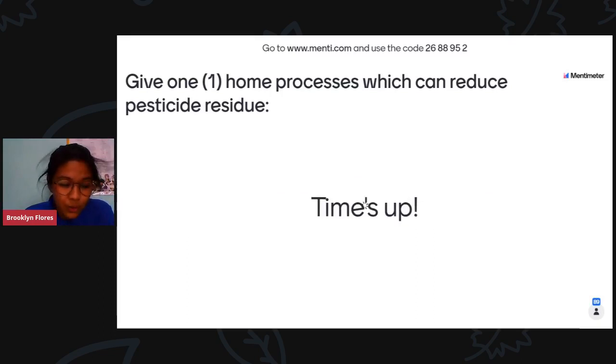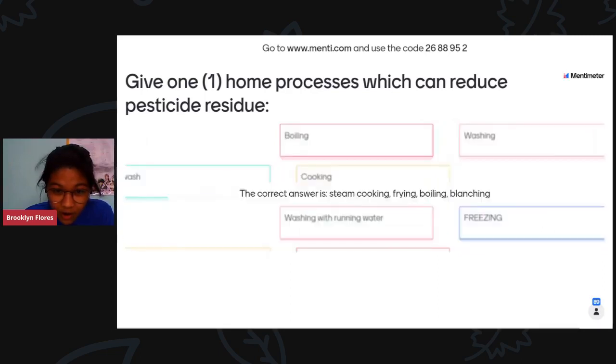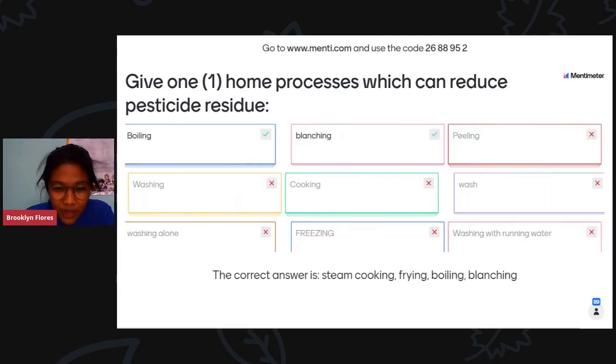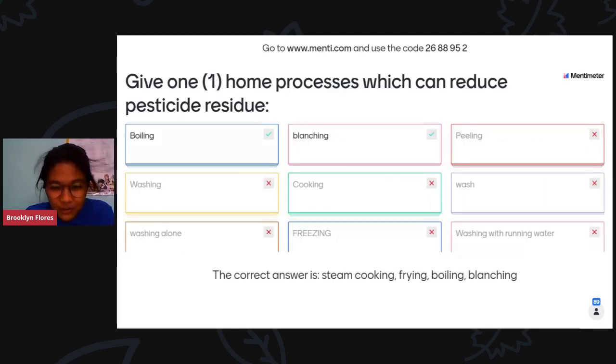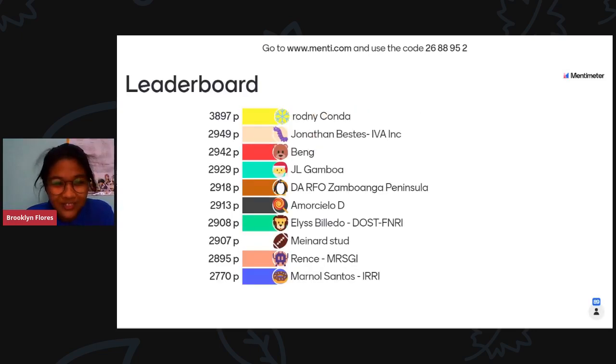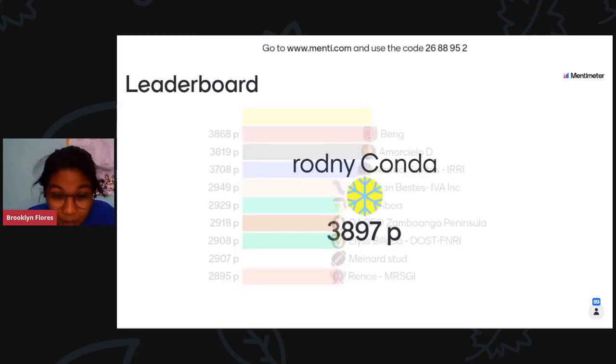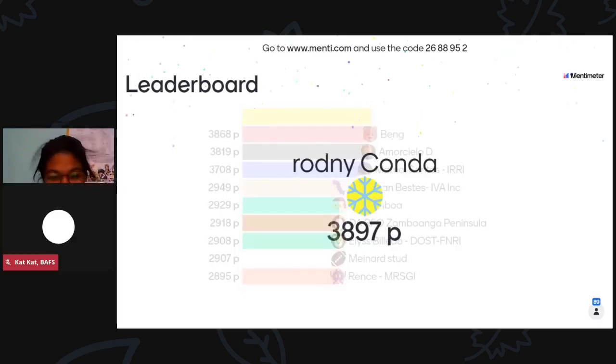Time's up. So the correct answers are steam cooking, frying, boiling, or blanching. Either of those four answers are correct po. So, I think, kung na-scroll kung ilan ang nakatama. But let's see our leaderboard. I think ko ito yung setter na tanong. We still have Mr. Rodney Conda as our top scorer.